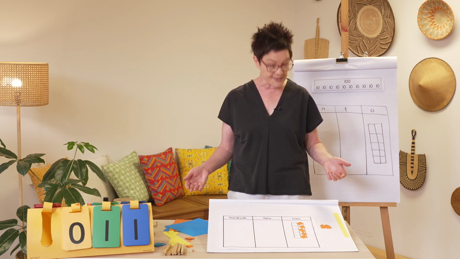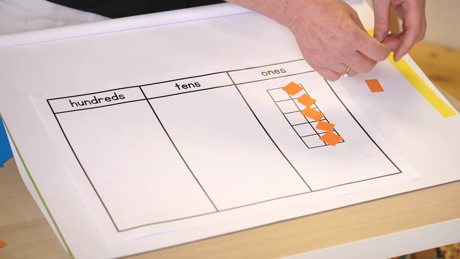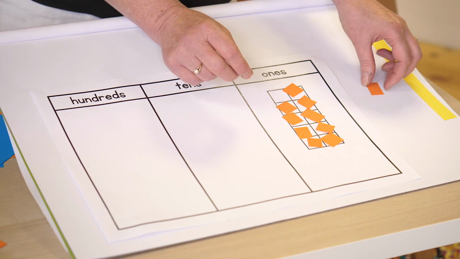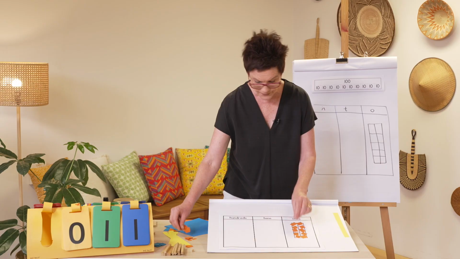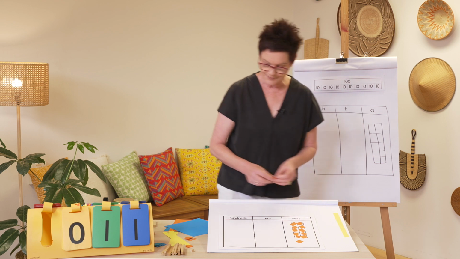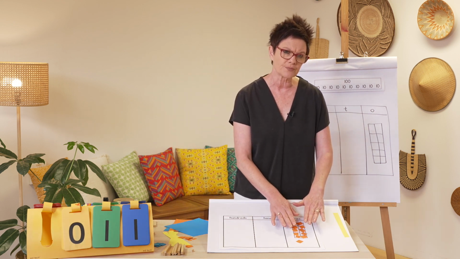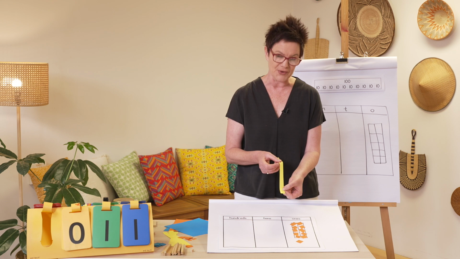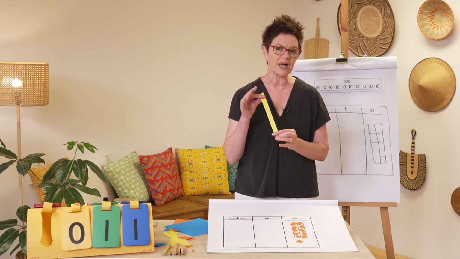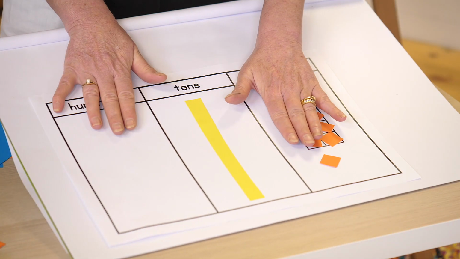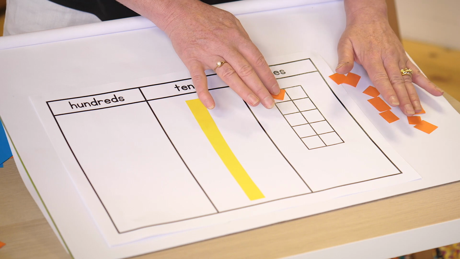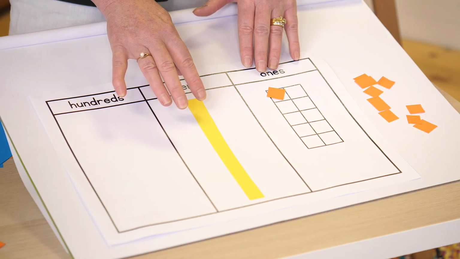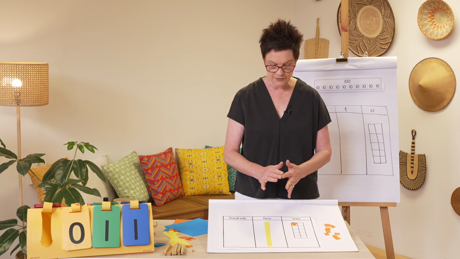I'm going to roll again. Oh, I got a 6. So I'm going to add 6 to my 10 frame. 1, 2, 3, 4, 5 and 6. My 10 frame is full. But now I know that 10 of these makes one of those. 10 ones makes 1 ten. So I can move these away. And now I have 1 ten and 1 one. Now I have 11. Okay, a 6 and a 5, that's right, 11.